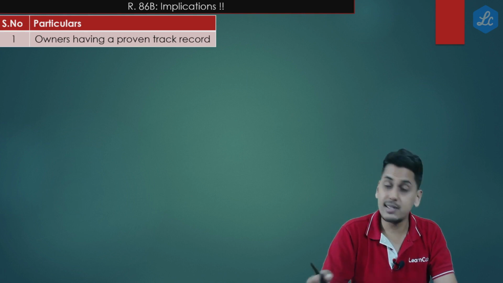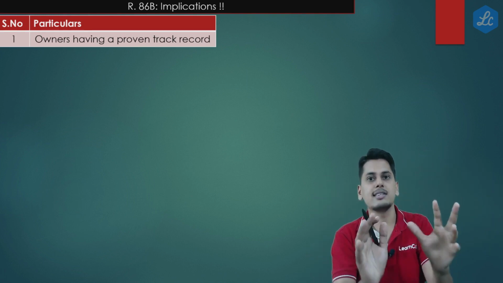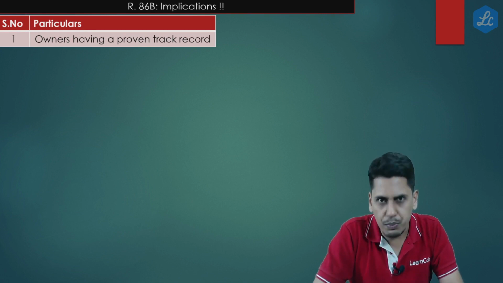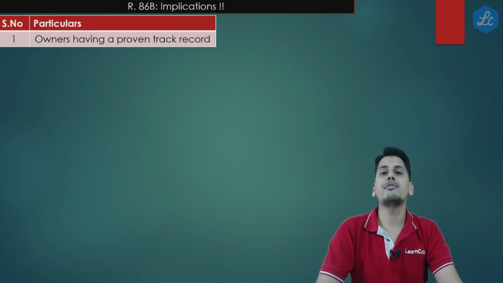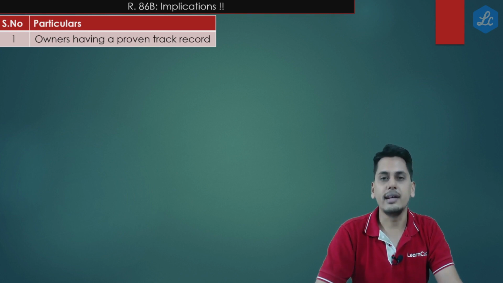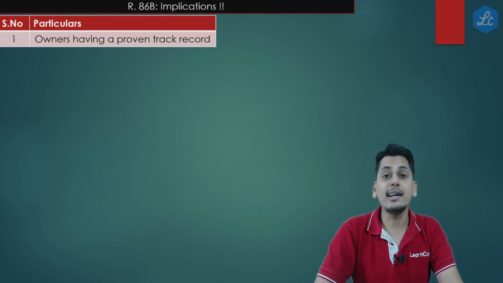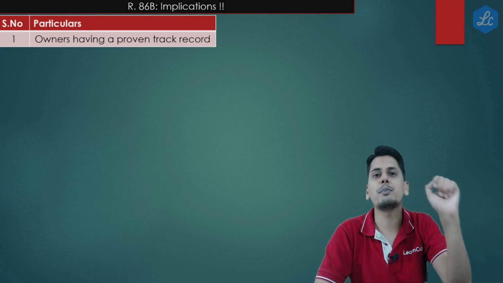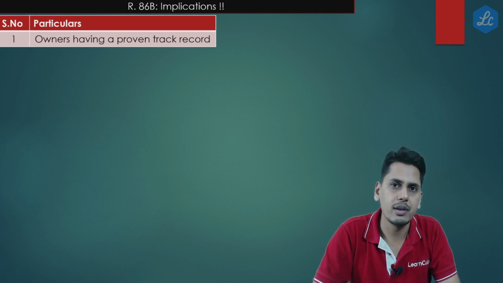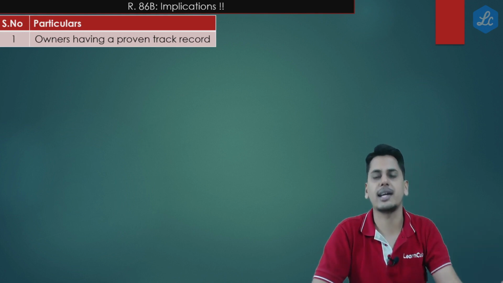So friends, please understand 86A, the focus is person specific. 86B, since it takes a lot of time for the government to gather intelligence, for the government to collect information against a specific person, till such time the government wants to have a general check.